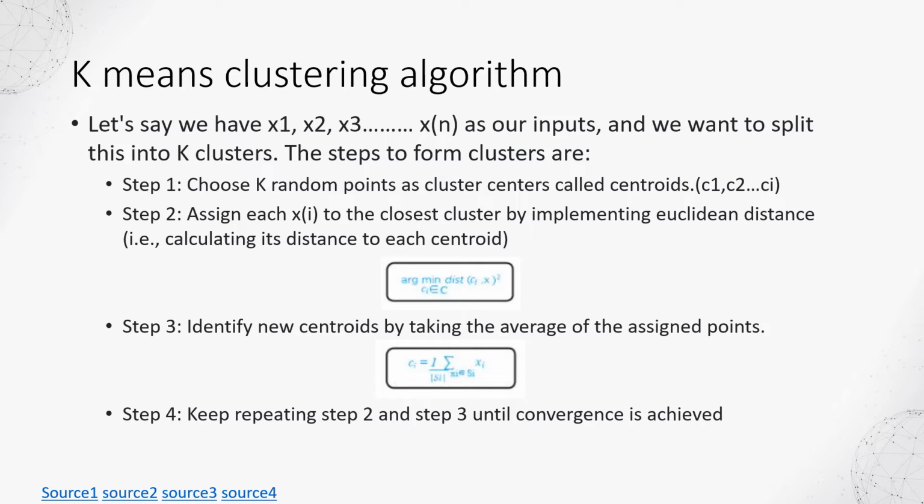Step 3, after we find the clusters, we identify new centroids by taking the average of the assigned points in each cluster. After that, we repeat step 2 and step 3 until the clusters become stable, in other words, until the centroids stop changing. That is how we finish the clustering.